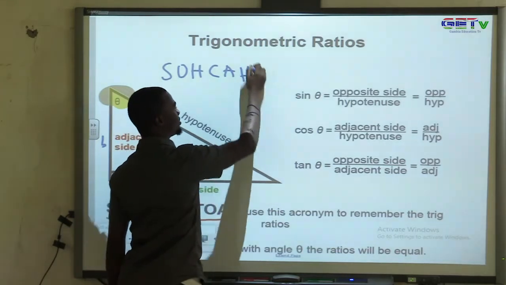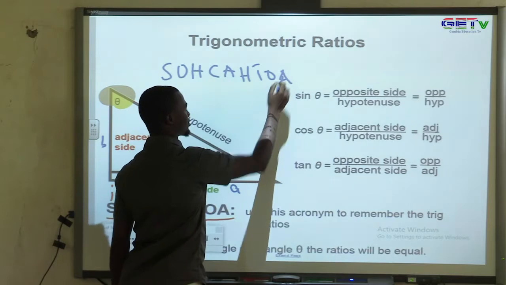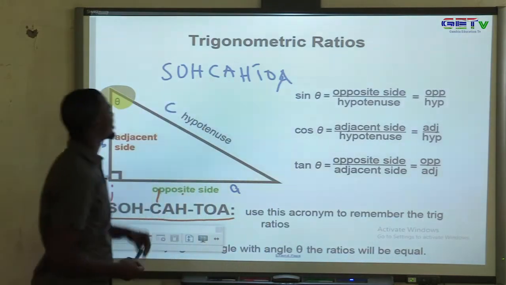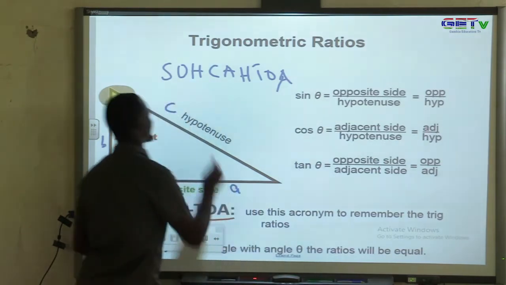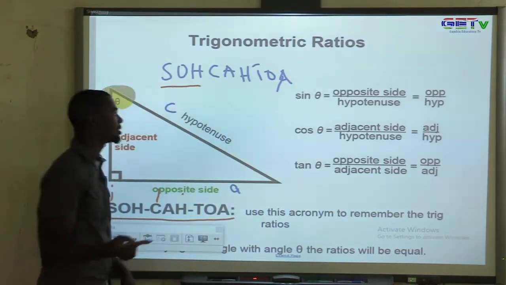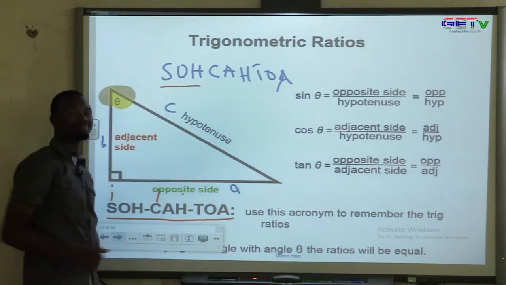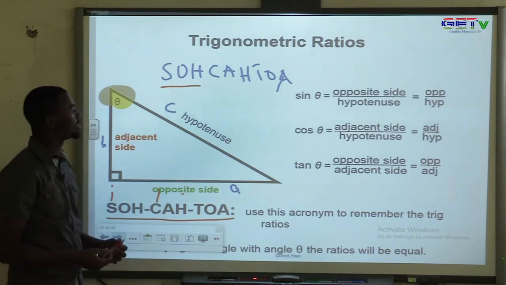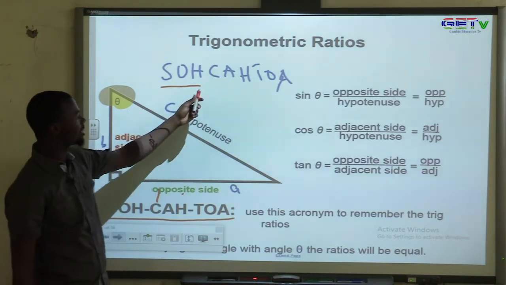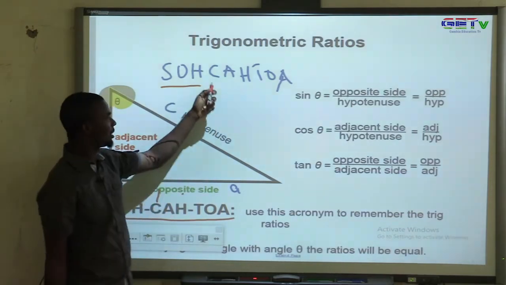SOHCAHTOA will help you to remember these trig ratios. This is the first one. SOH is the first one. S stands for sine, O is opposite, H is hypotenuse. C is cos, A is adjacent. So we have all the three ratios.